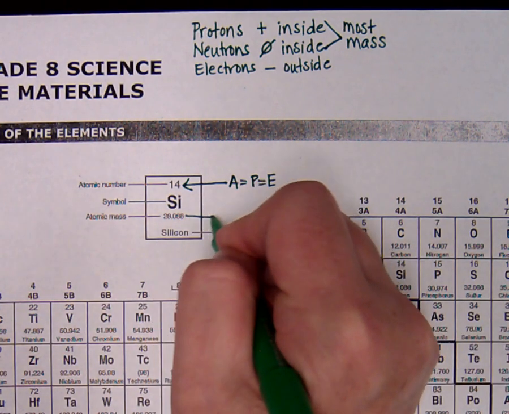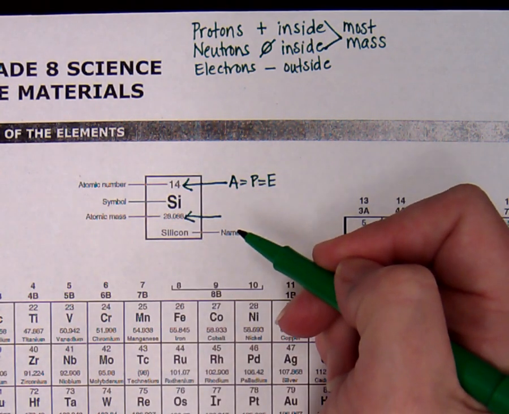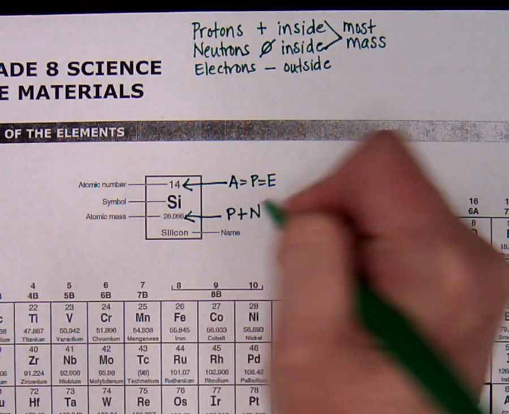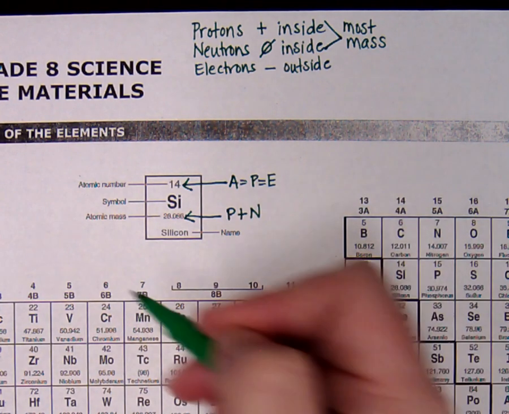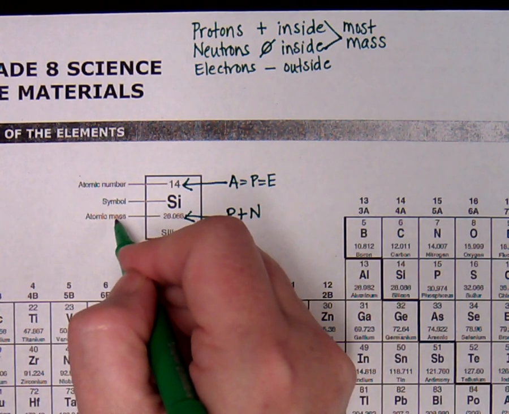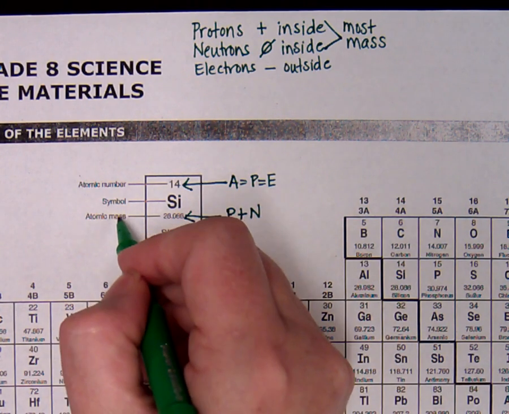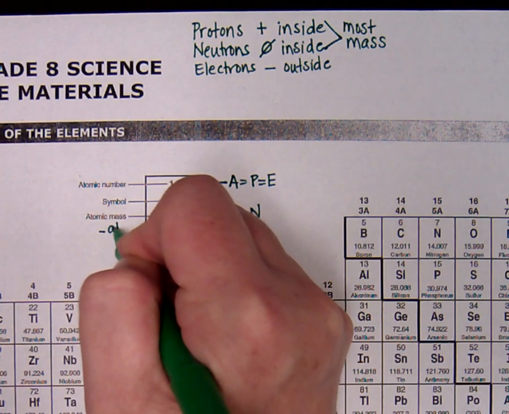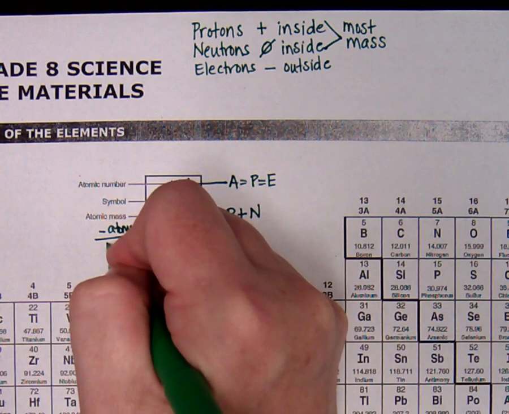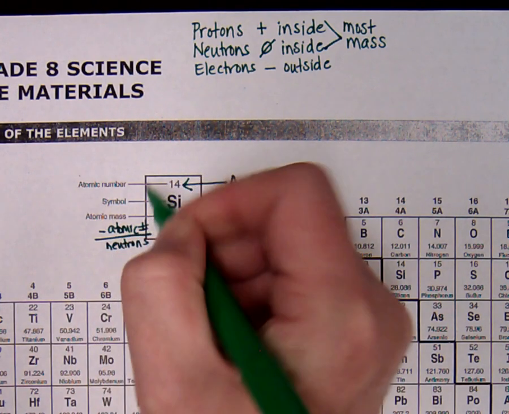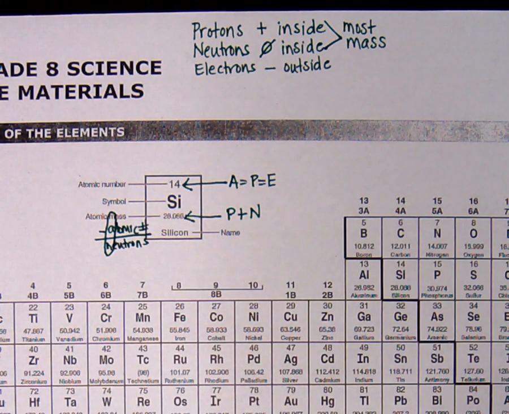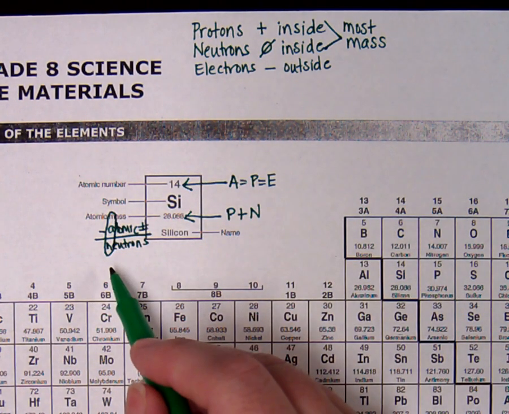Next, we have our atomic mass. The mass number is equal to the protons plus the neutrons. So we have APE. Now we're going to come over here and we're going to have MAN. So the atomic mass minus the atomic number gives us our neutrons. So here is MAN, M-A-N. APE, MAN.